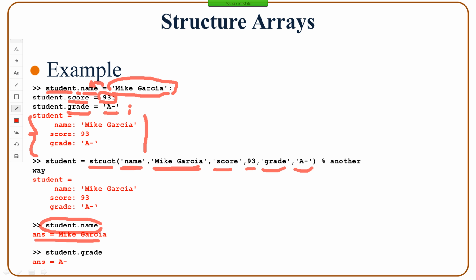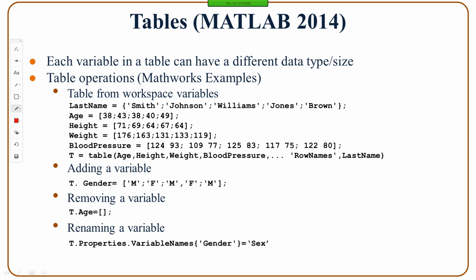The next type we talked about is table. In a table, each variable can have different data type and size. Let's look at some example. Here we want to create a table with several columns or variables, namely age, height, width, and blood pressure. In order to do so, here we create column vectors. So we have vectors age, height, width, and blood pressure.